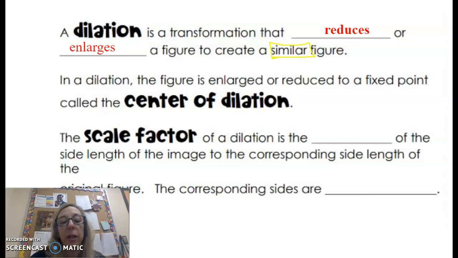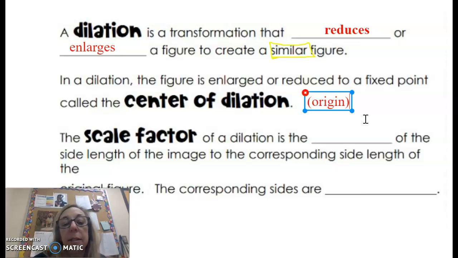So in a dilation, the figure is enlarged or reduced to a fixed point called the center of dilation. I think you guys remember that when we did rotations, the center of our rotation was always the origin. Well, it's the same exact thing for a dilation. So right now I want you to put in parentheses origin, because in 8th grade, all we will be doing is center of dilations at the origin. So every single dilation will be centered about that point.